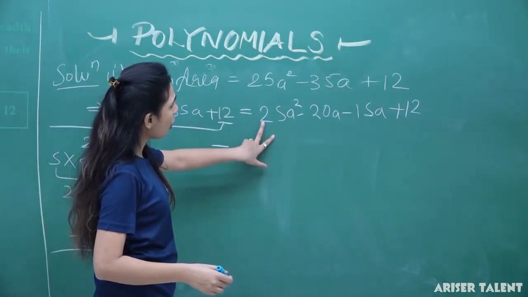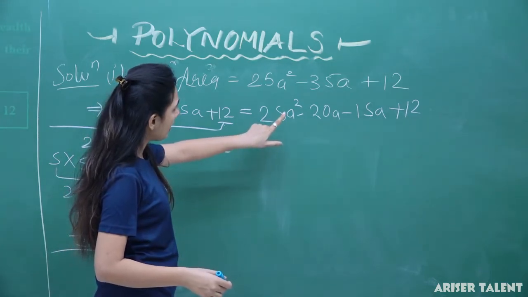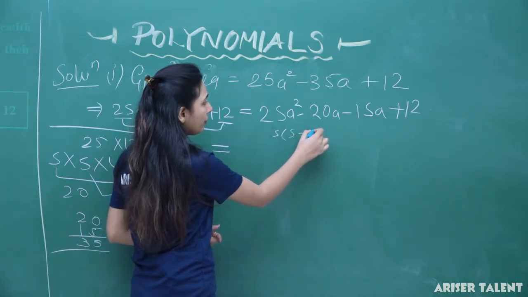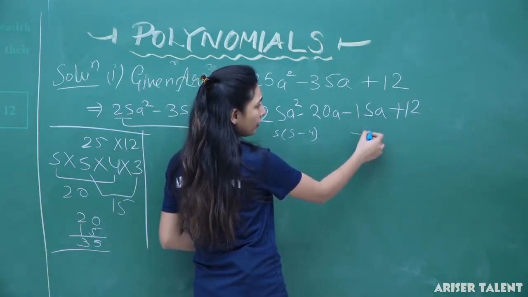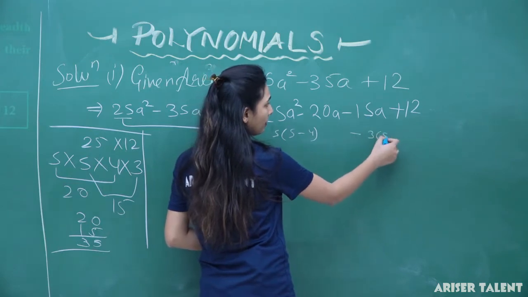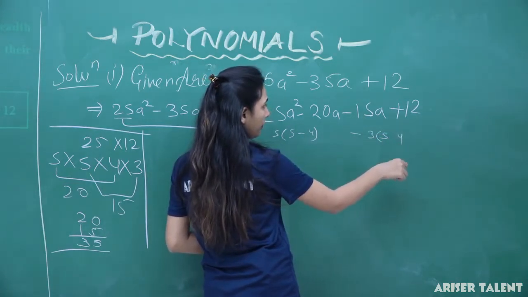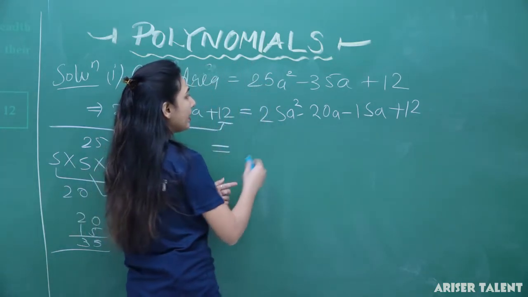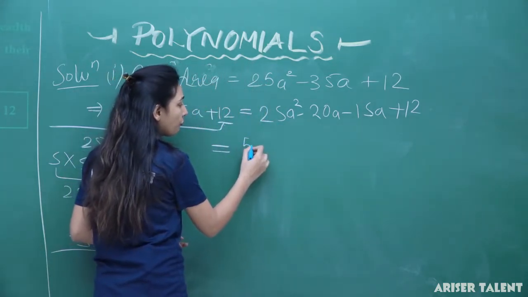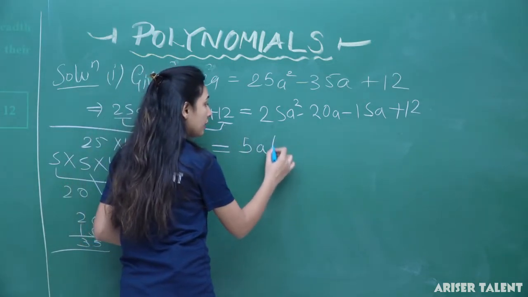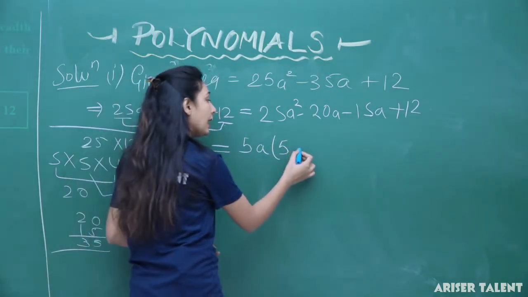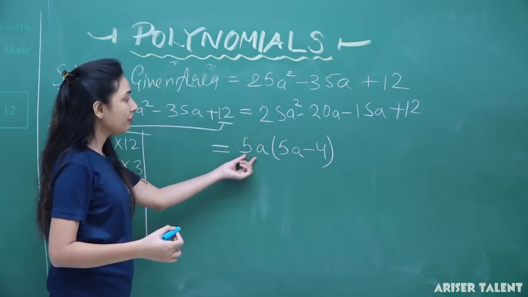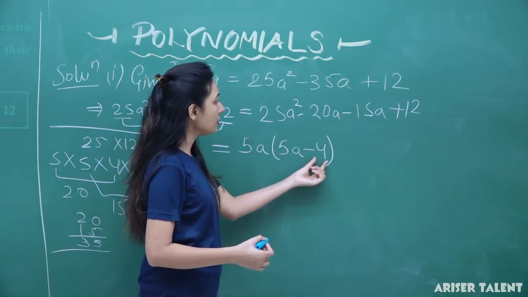Now, how will we get a common number? If we take 5 from here, we get 5a and 4 here, and if we take 3 from here, that will be 5a and 4 here, right. So we can take this. If we take 5a common, 5 fives are 25 and a here, and minus 4. So you are getting 5a minus 4.